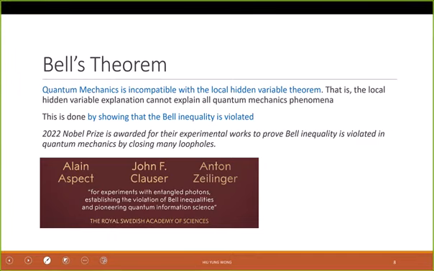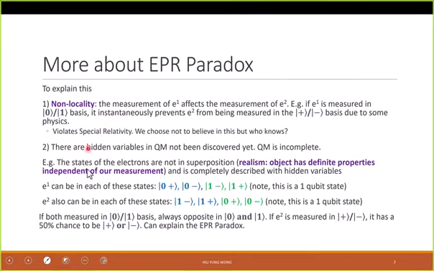But you need to prove it experimentally. And that is what this Nobel Prize is about. They have conducted different types of experiments to show that the Bell inequality is violated. And thus, Bell's theorem is correct. And thus, the local hidden variable theorem, or this local hidden variable explanation, is wrong, or incomplete. So basically, it brings us back. We still don't know why we have this EPR paradox. We only show that this is wrong.